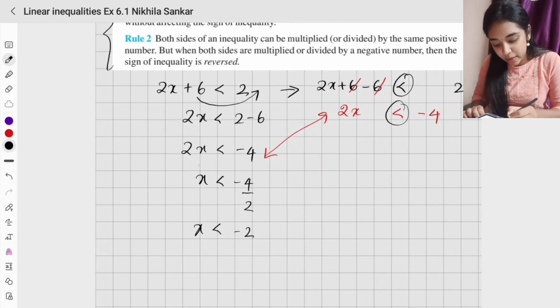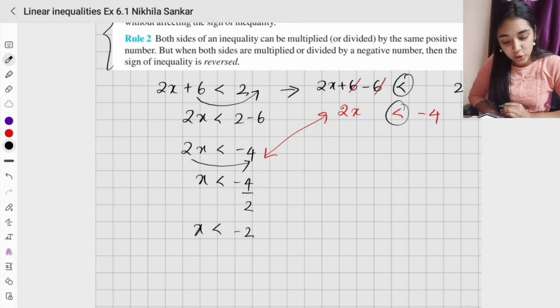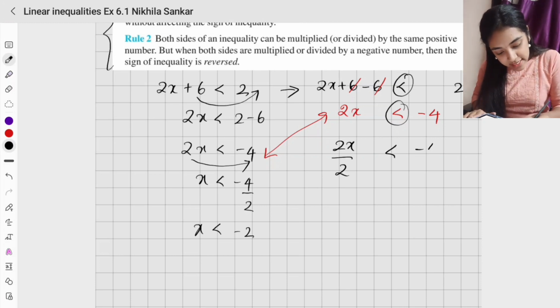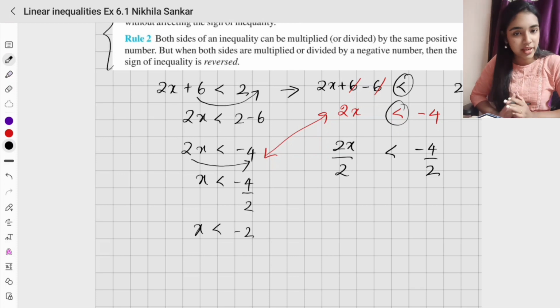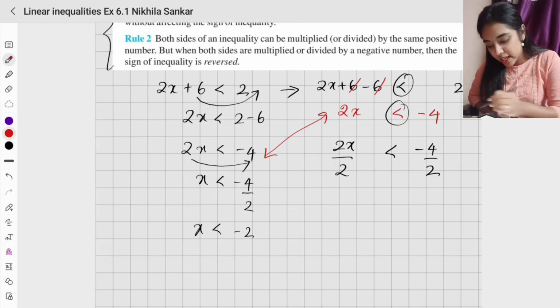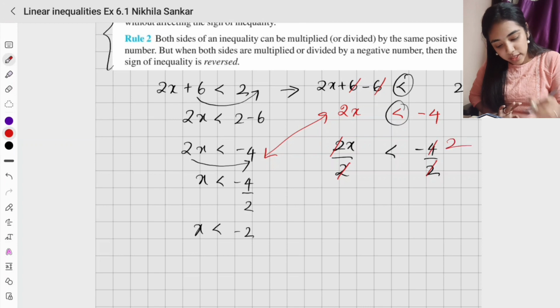Okay, now what did I do in the next step? I brought the 2 to the other side, I divided. So I'm going to divide both the inequalities by 2. So 2x divided by 2 less than minus 4 divided by 2. If you divide both sides by the same number, it is not going to change the inequality. So here the 2 and the 2 get cancelled, and I'll be left with minus 2.